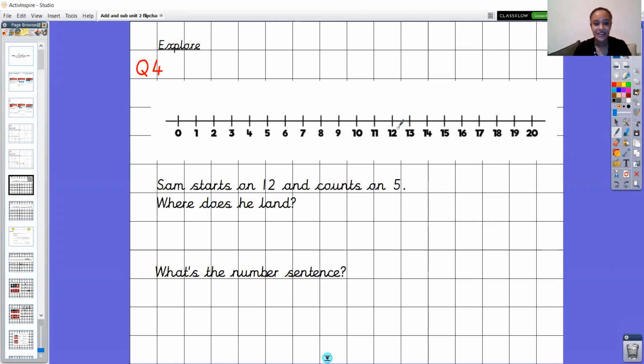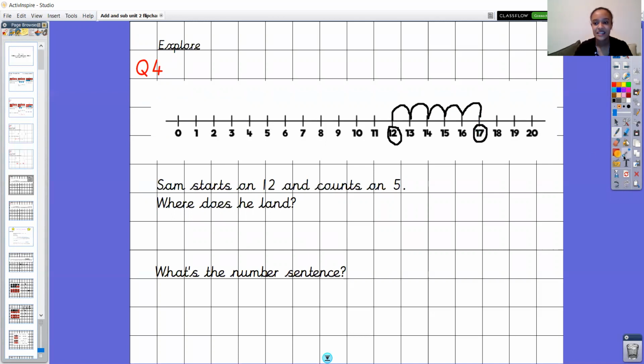Fantastic. Okay, so look, Sam is starting on 12. Here's 12 on our number line. We're going to count on 5. Okay, let's put 12 as our starting point. We're going to count on 5 jumps. If you can count with me. We've got 1, 2, 3, 4, 5. So what have we landed on? That's right, we've landed on 17.